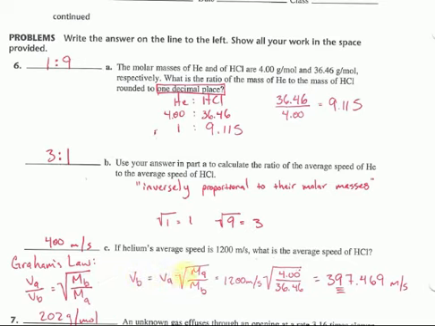Plug and chug, right? I'm going to plug 1,200 in for velocity of A, plug my molar mass of A in as 4, molar mass of B in for 36.46, calculate my square root first just to get it out of the way. I like to do that better. Multiply it by the 1,200 meters per second. I get 397.469 meters per second. But I'm only using one significant figure, so I'm going to round this up into 400 meters per second.